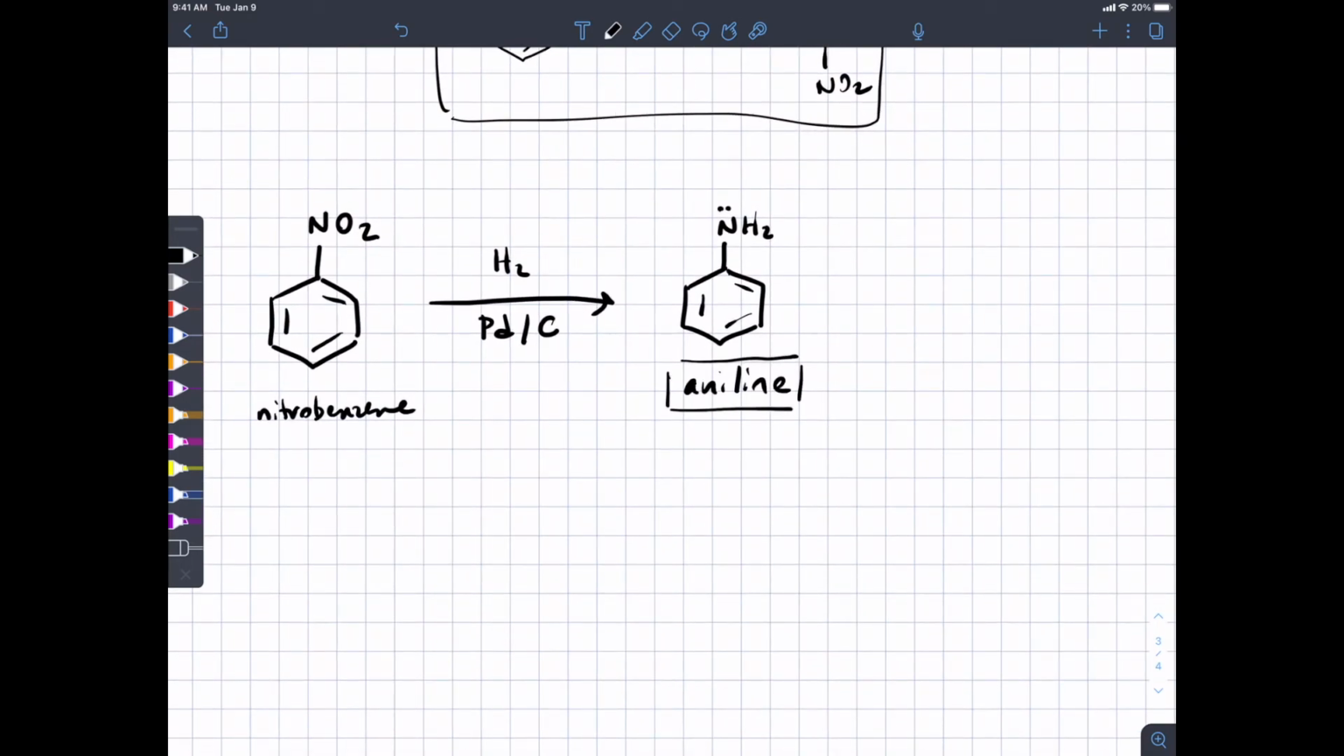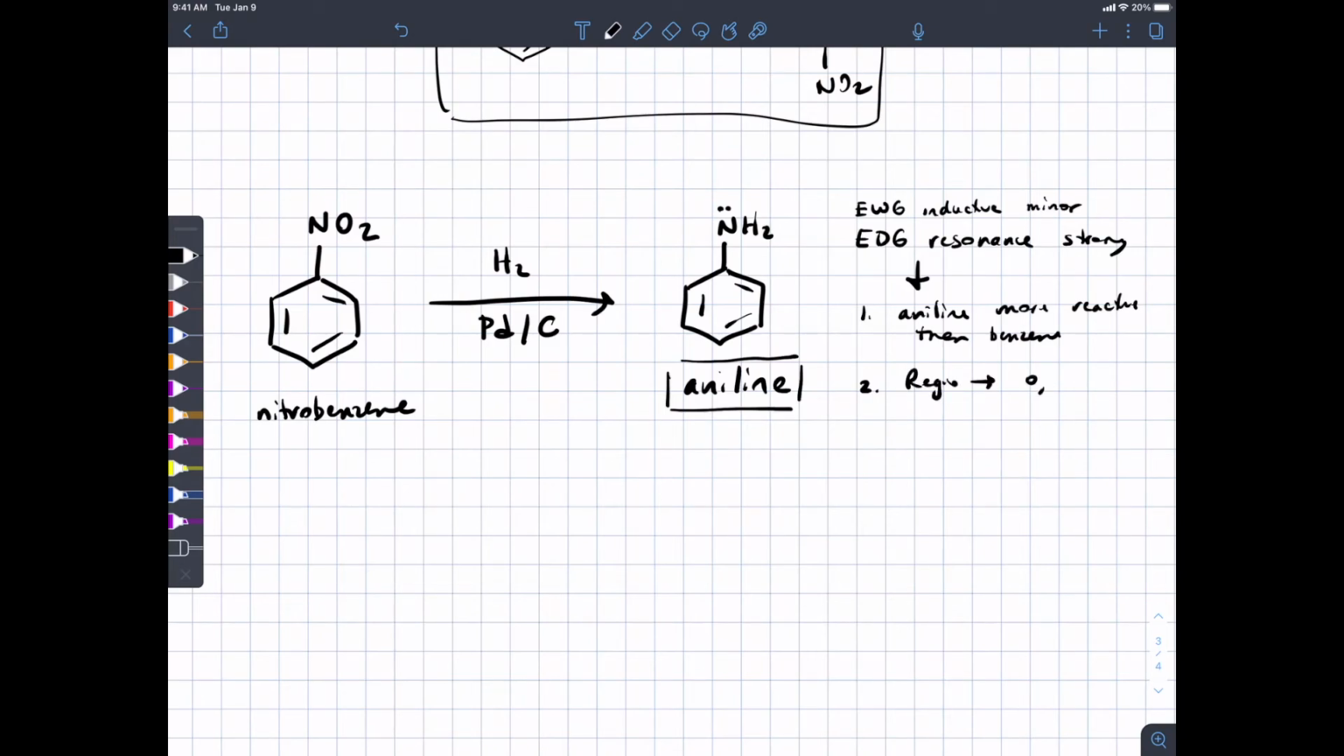The amino group is an electron withdrawing group via an inductive effect. But that is only a minor issue for the aniline. It's an electron donating group via resonance, and it's a very strong electron donating group. So what this means is aniline is more reactive than benzene. It will react faster than benzene because of the electron donating effect, and in terms of regioselectivity, it's going to be an ortho and para director.